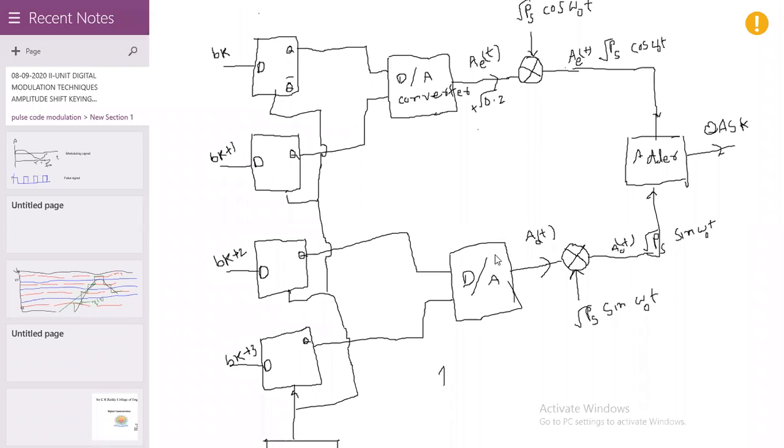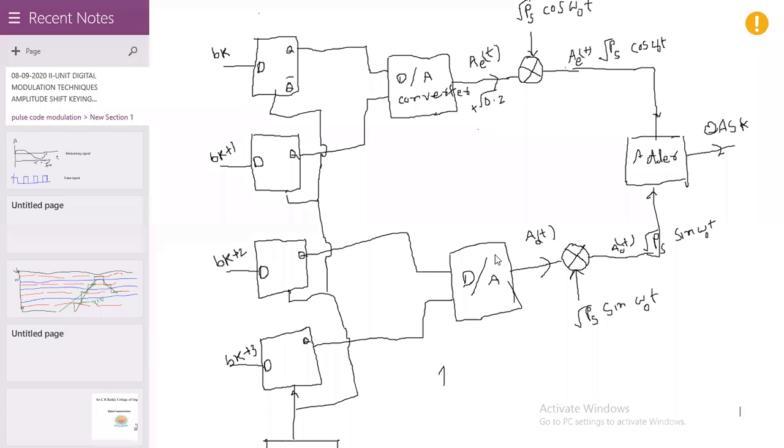4 bits are there. N is equal to 4. Here we can equally separate 2 bits: the first 2 bits form AE of T and the next 2 bits form A naught of T. These are orthonormal. AE of T is multiplied with root of PS cos omega naught T, and again A naught of T is multiplied with root of PS sin omega naught T. So these are the orthonormal coordinates.